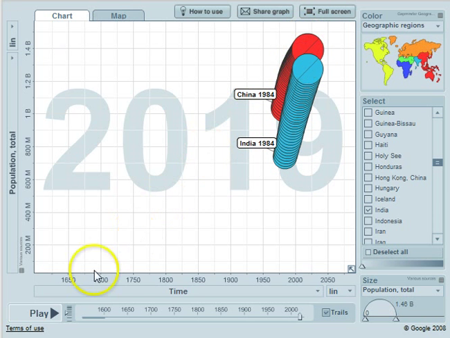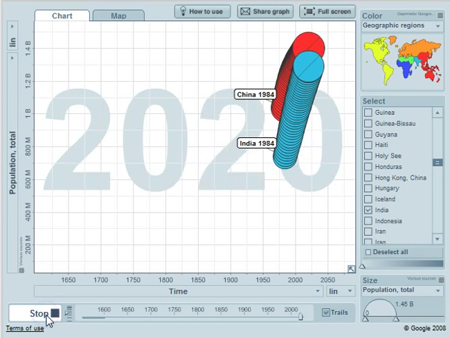Now, if I hit play again, it's going to stop in 2030. Let's see where the two countries end up. Look at that. By 2030, India will catch up to China in terms of population. If we played this even further, you would see around 2050, India will be the largest country in the world in terms of population, and China will be the second largest. So it's kind of interesting to see how populations slow and expand rapidly over the course of time.